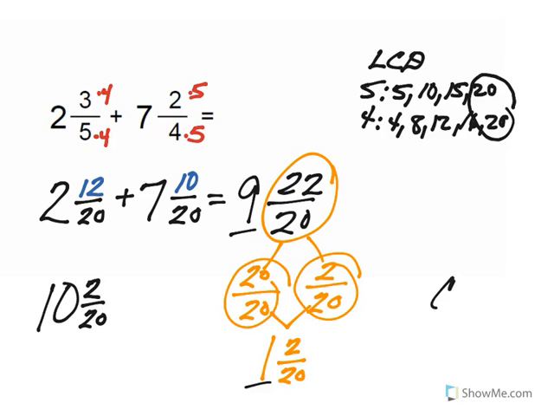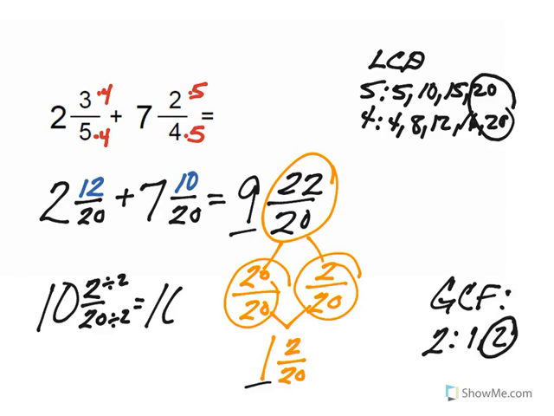Now I'm going to come over here with my greatest common factor. 20 again is a big number, and I have the number 2. I know the factors of 2 are 1 and 2, and I know that 2 is also a factor of the number 20. So my 2 is going to be my greatest common factor, and I'm going to divide both my numerator and denominator by the same number, which is 2. So I'm going to have a whole 10. 2 divided by 2 is 1. 20 divided by 2 is 10. And so my final answer for this problem is going to be 10 and 1/10.